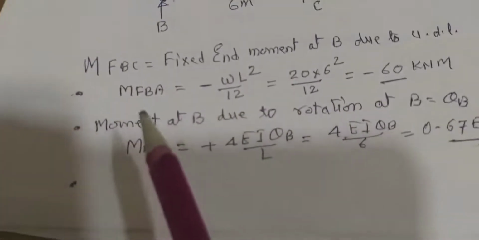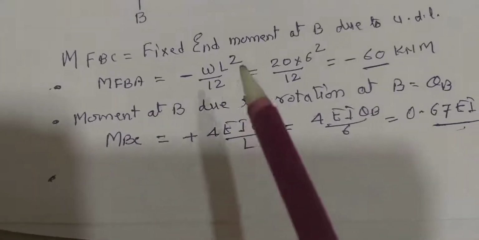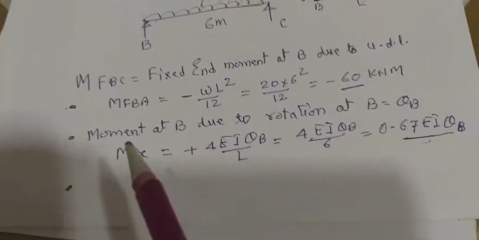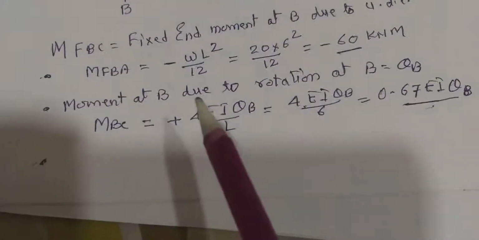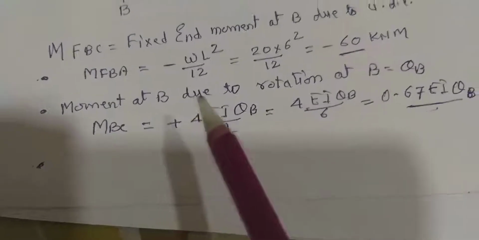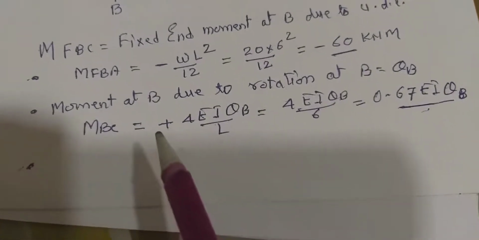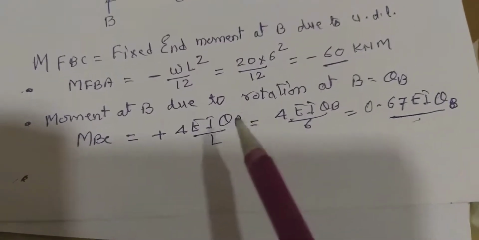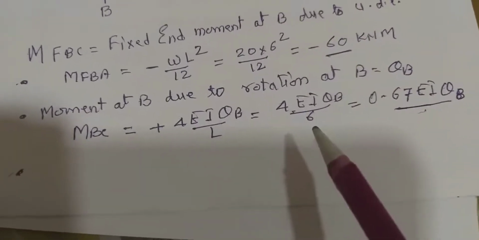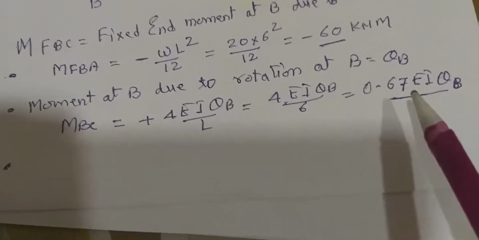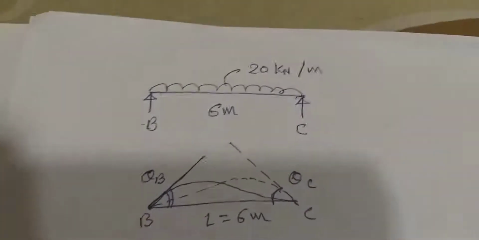When we are talking about support B, MFBC, the fixed moment at B due to the uniformly distributed load, is equal to minus WL square by 12, it comes out to be minus 60. The moment at B due to rotation at B, that is theta B, is nothing but 4 EI theta B by L, and the L value is 6, so it comes out 0.67 EI theta B.